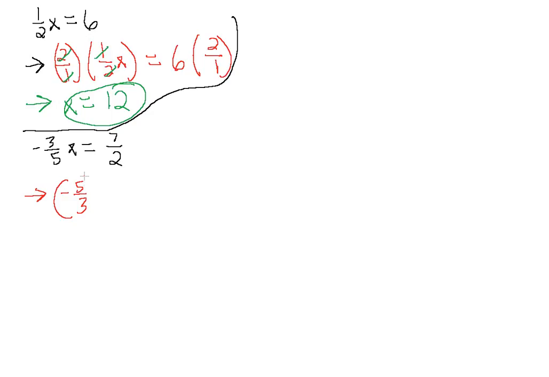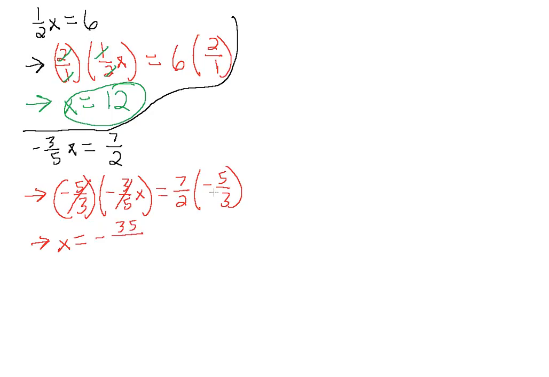So we have minus 5 over 3 times negative 3 over 5x. And whatever we do on one side, to keep the balance, we must do on the other side. So over here we have 7/2 times minus 5 over 3. This will cancel with this, leaving just x. Over here, we're multiplying two rational numbers. A positive and a negative will give us a negative, and we multiply numerator with numerator, and denominator with denominator. So we have 7 times 5 is 35, and 2 times 3 is 6. So minus 35 over 6 is our answer.